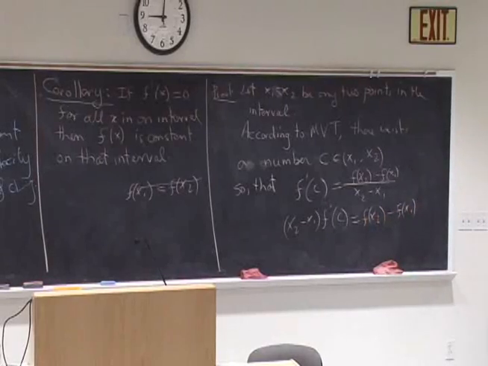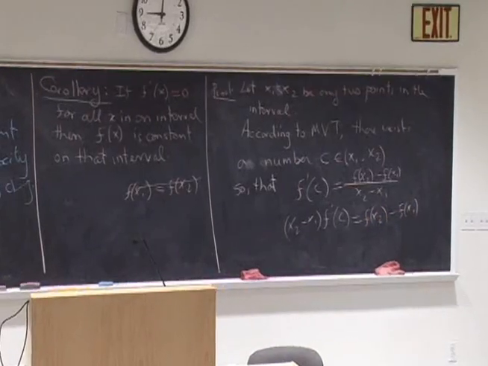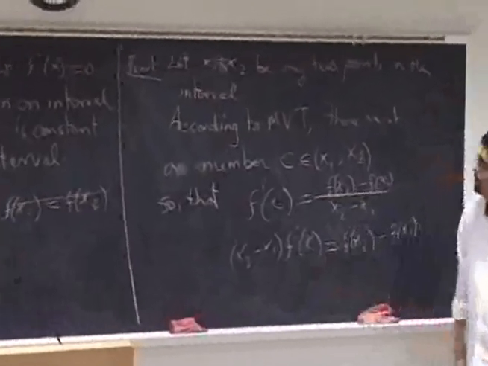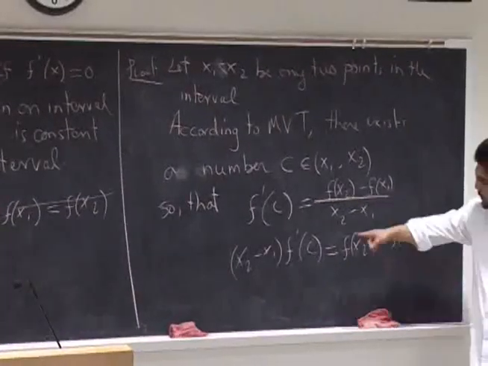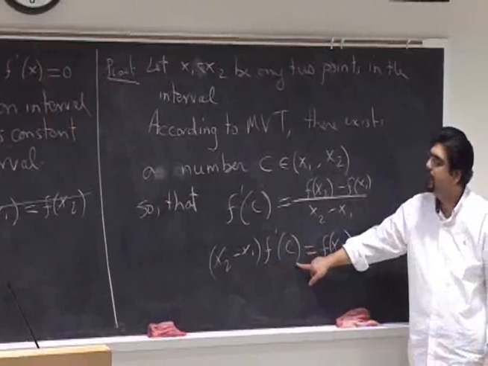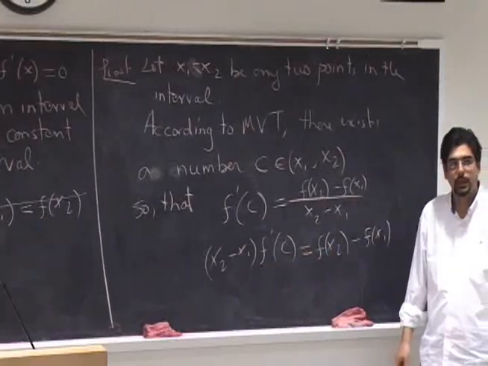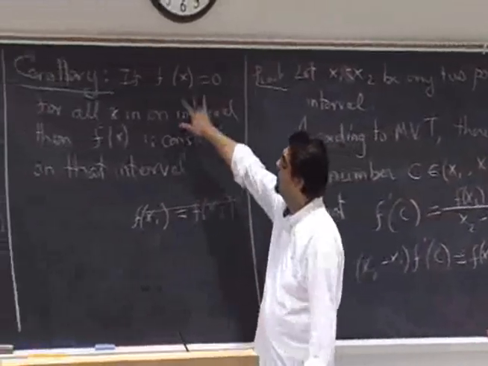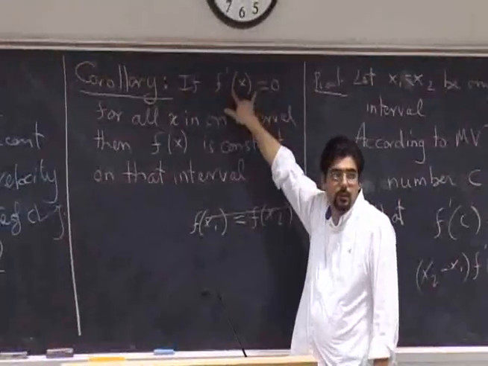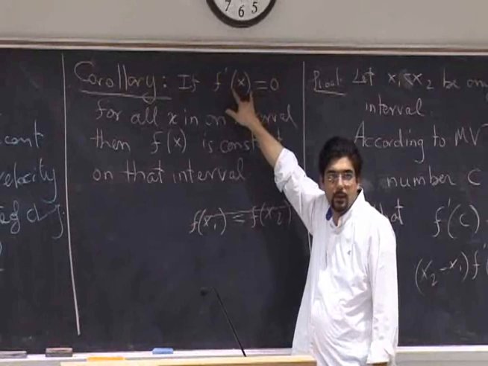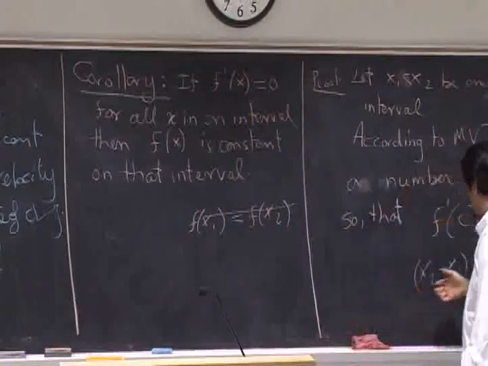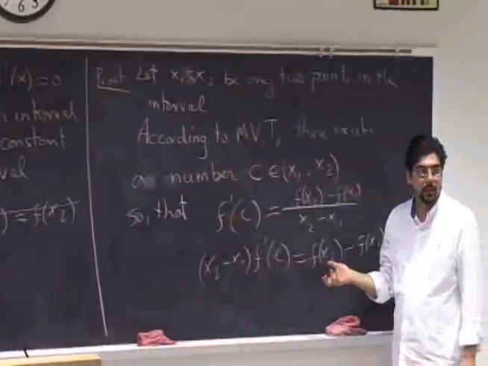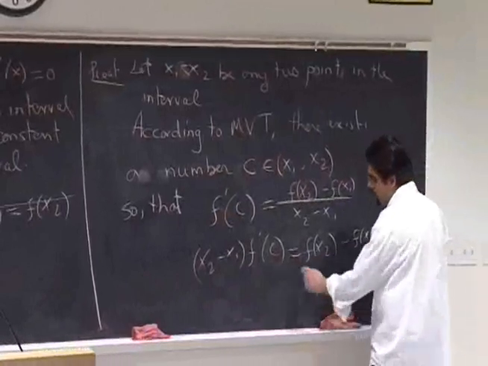What do you know about f prime of c? What is the value of this f prime of c? Why? Because according to the hypothesis of the theorem, f prime is zero everywhere. So in particular, f prime of c is zero. Okay, so we know that this is equal to zero.